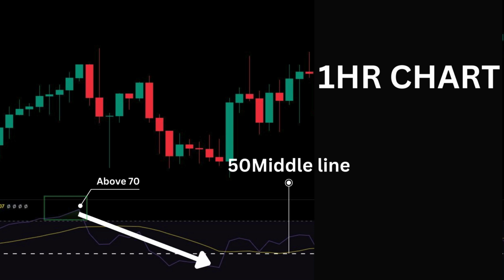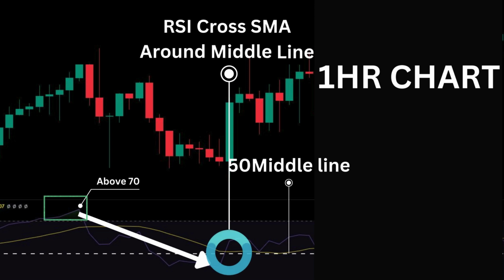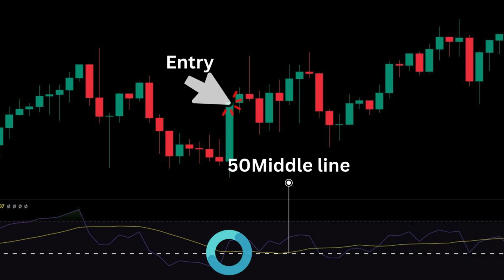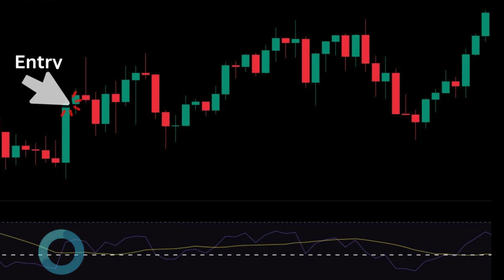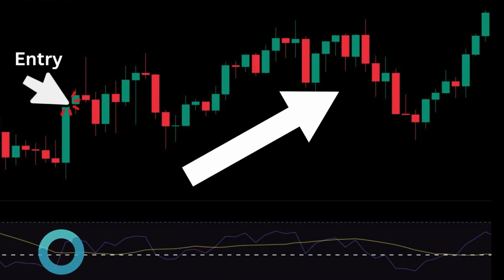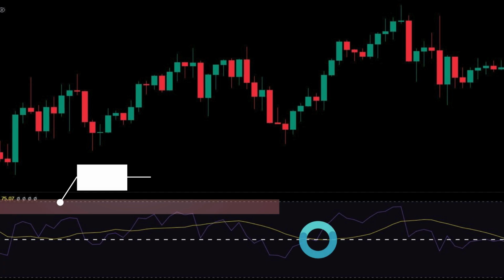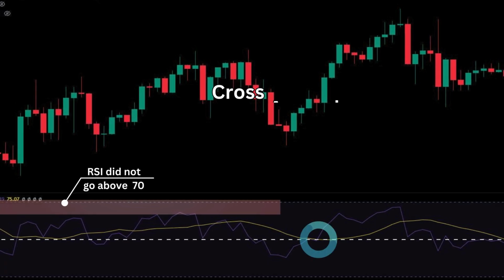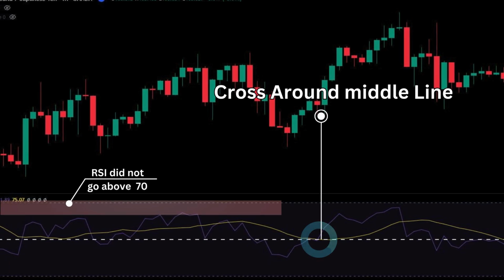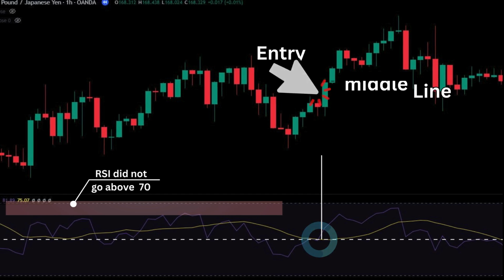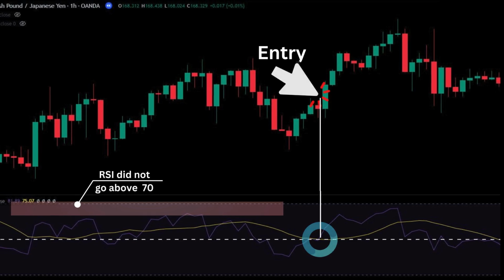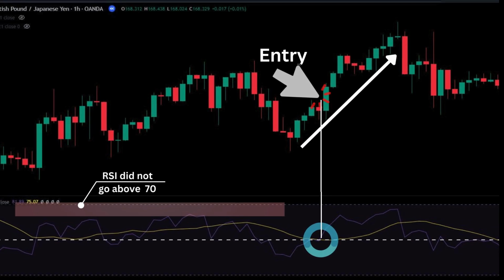Over here RSI has crossed the yellow SMA line from below around the 50 level. This is a golden cross to enter long. So if you had entered long here, this is how it would play out. Now to the next example. As you can see here, RSI did not go above the 70 level, which is not necessary. However, it dipped below the 50 level and crossed the SMA around the 50 level. So we entered long here.